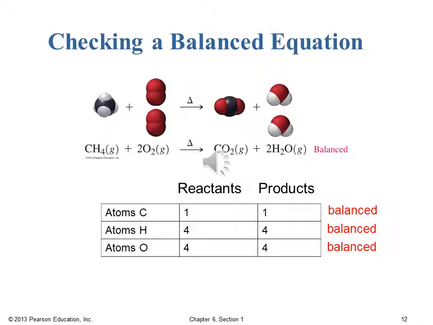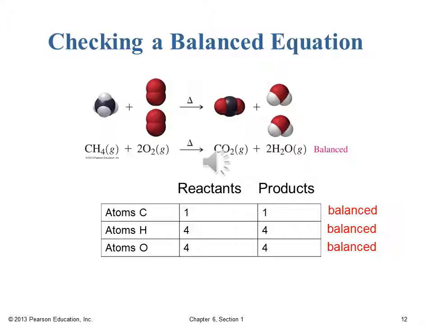So once you think you have a balanced chemical equation, then go ahead and check to make sure that it is indeed balanced. So we see here the methane plus 2 moles or 2 oxygen molecules, we'll say, right? We're going to deal with that mole thing that I let slip out a little too early, very shortly.